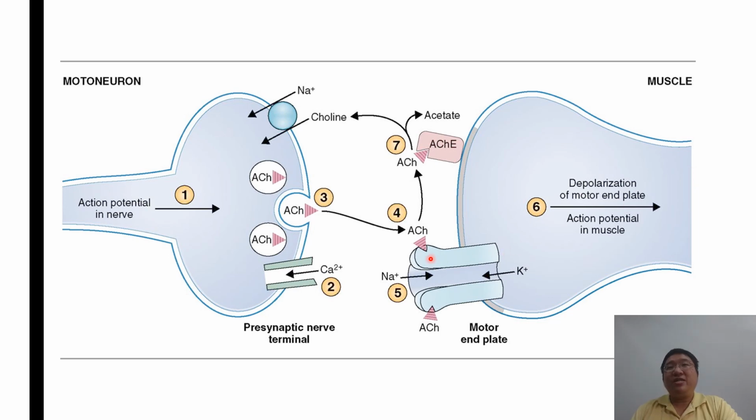After the use of the acetylcholine, this molecule will be destroyed, will be digested by acetylcholinesterase, which digests acetylcholine into acetate and choline. Choline will be reuptaken and will be reused to produce acetylcholine in the presynaptic nerve terminal.